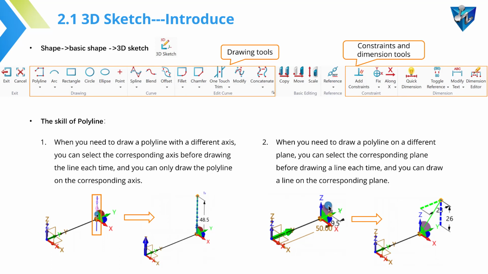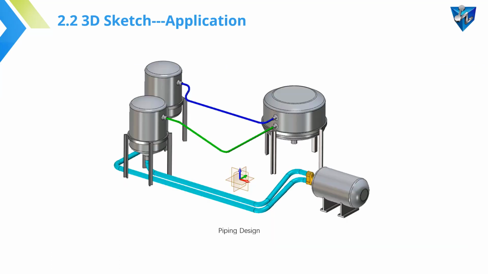And another tip, when you need to draw the polyline on a different plane, you can select the corresponding plane before drawing the line each time, and then you can draw the line on the corresponding plane. And for these pictures, you can see we select the XZ datum, and we can create a polyline on the XZ datum. Different from the wireframe, 3D sketch is normally used for creating the pipeline.